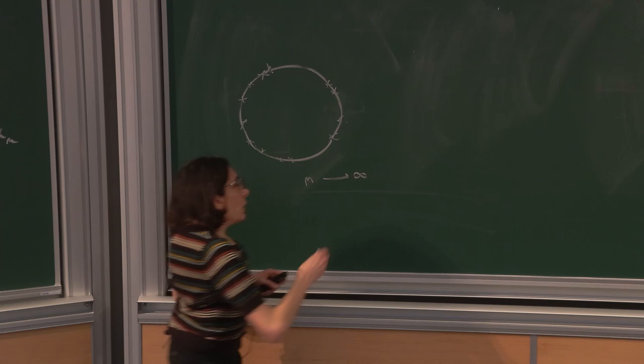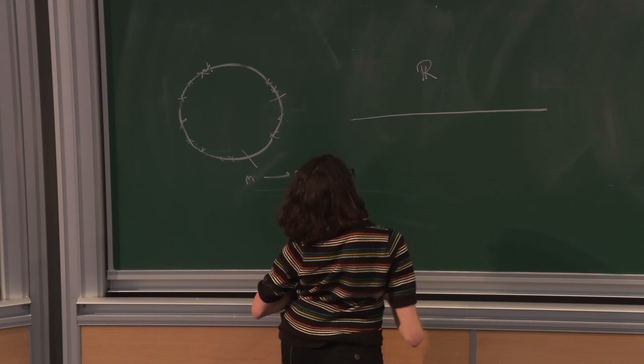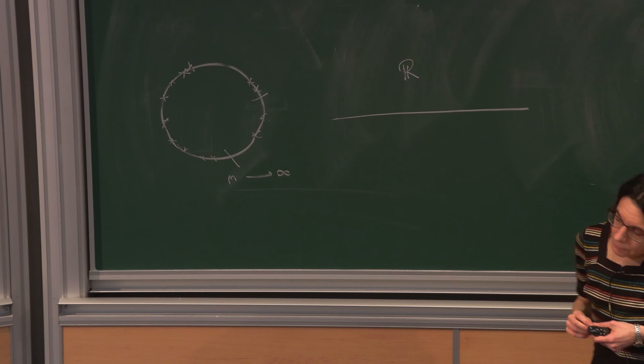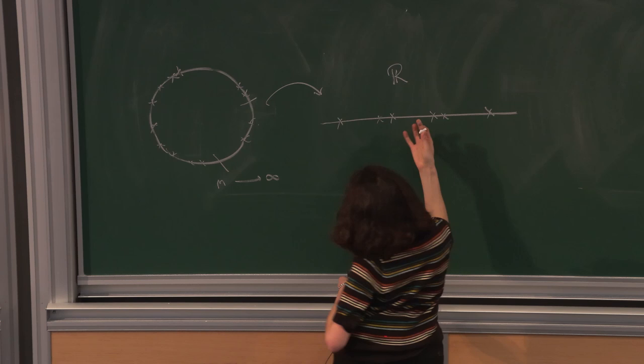Of course, when you zoom on a piece of the circle, it will just look like R, and you zoom on a scale so that there is, on average, one particle per unit length. So I will see a random process like that. And can I describe this limiting process? And the answer is yes.